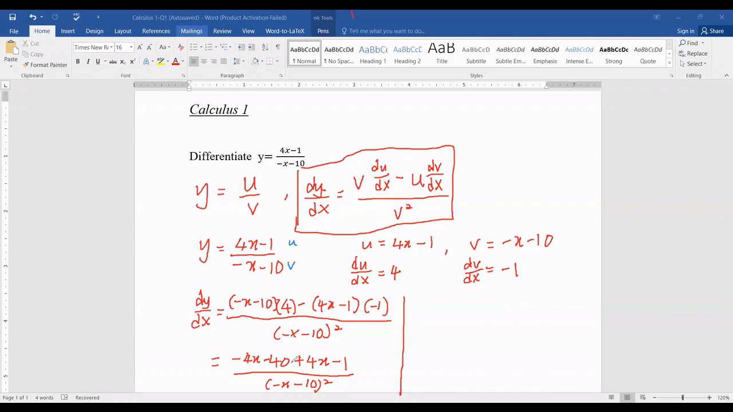Now you can simplify this function. As we know, the 4x and minus 4x cancel each other, and the remainder will be minus 40 and minus 1. So now you can rewrite this function as dy over dx equals minus 40 and minus 1, you get minus 41, over minus x minus 10 all squared. So this is your final answer.